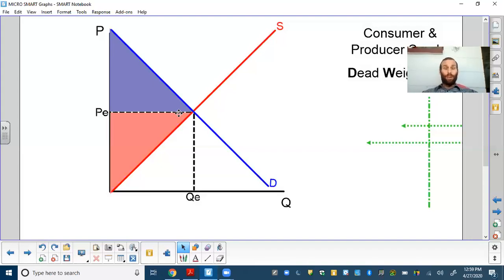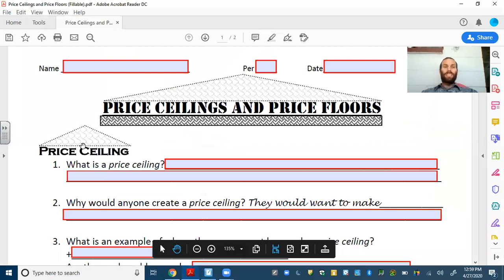What we're going to learn about is market failures. We're going to take this concept and people will make it inefficient. And that's what we're getting to first. So the first thing we're going to cover is something called price ceilings.